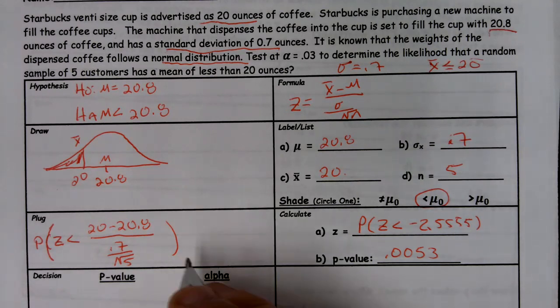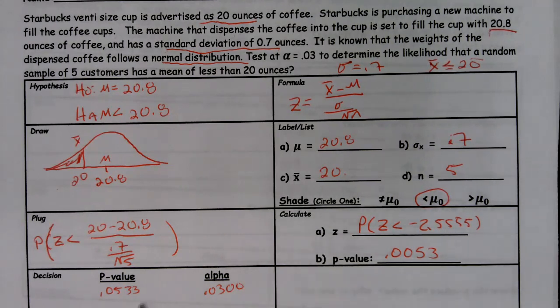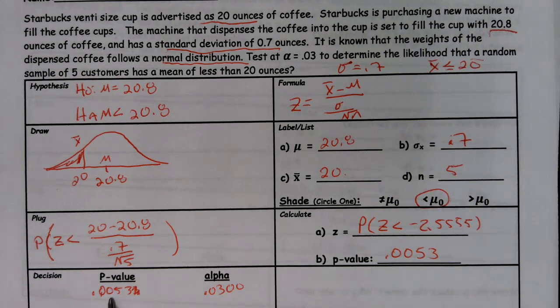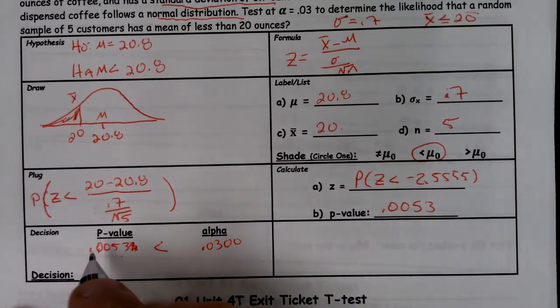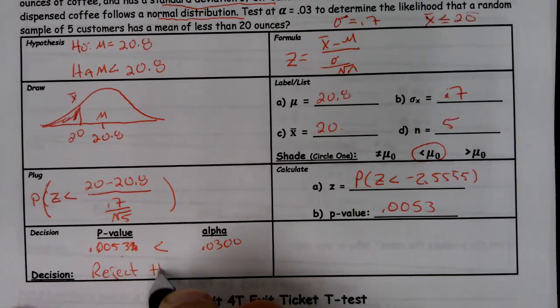Well, up above, they told us our alpha was 0.03. Our p-value is 0.0053. Oh, excuse me, I wrote that wrong. 0.0053. So 0.0053 is definitely less than 0.03. So our decision is to reject the null claim.